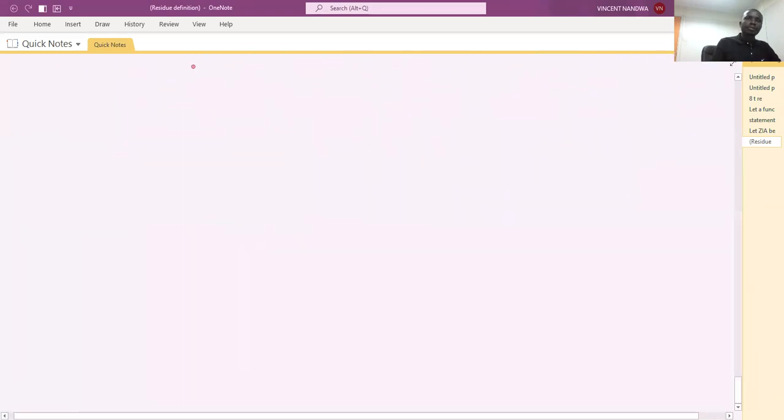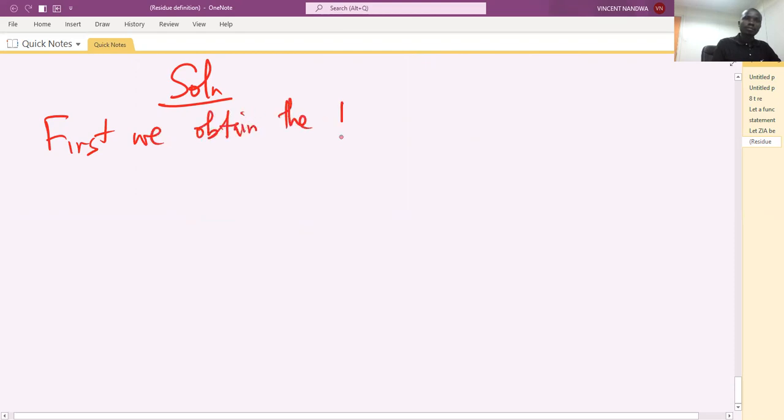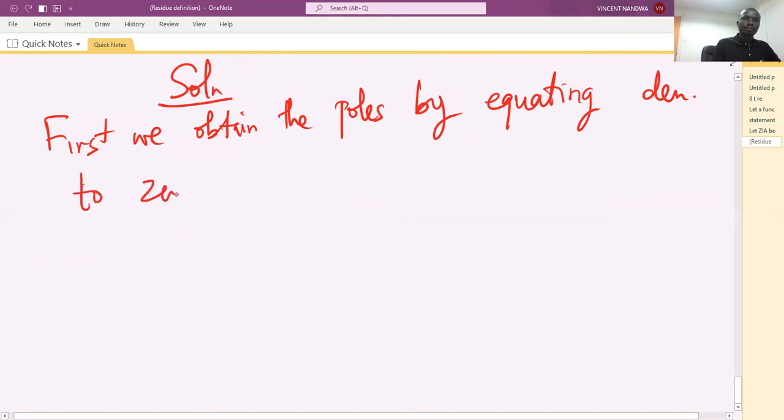So solution. First, we obtain the poles by equating the denominator to 0 and solving the resulting equation.